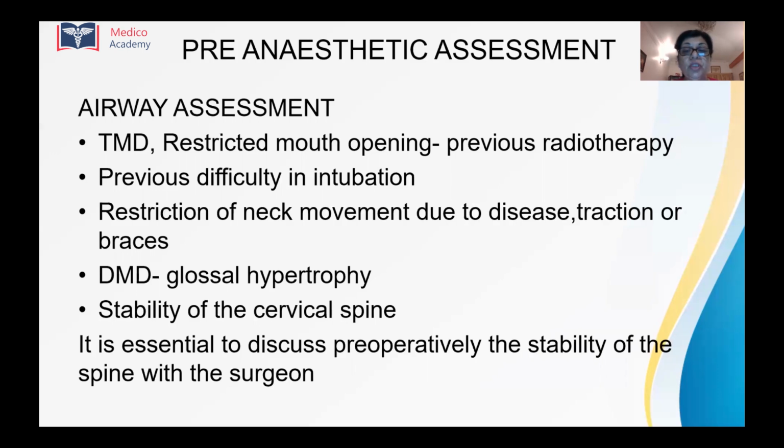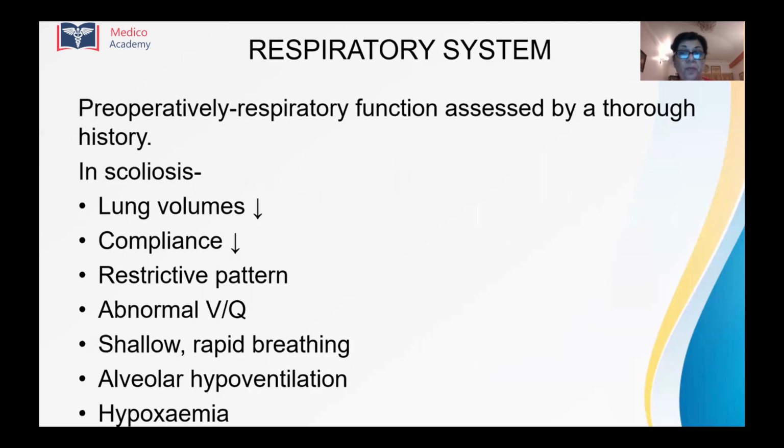Restriction of neck movement due to disease, traction, or braces. Duchenne muscular dystrophy may result in macroglossia. There may be instability of the cervical spine. So it is essential to discuss pre-operatively the stability of the spine with the surgeon.